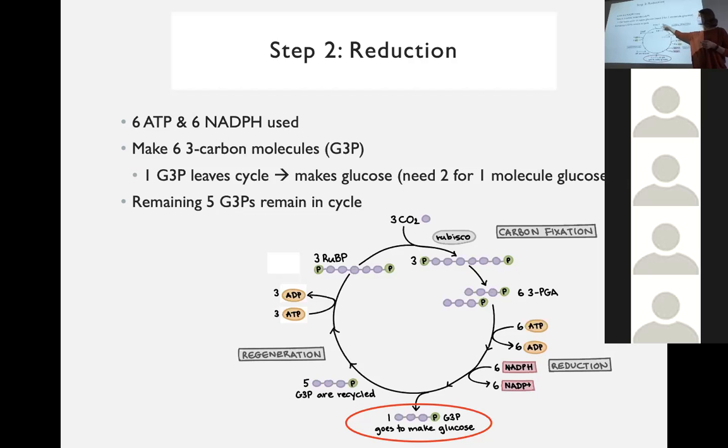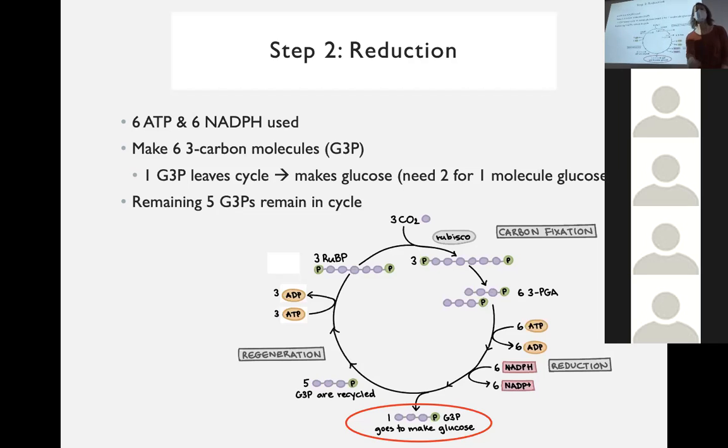So not only do you need 3 carbon dioxides coming in for each cycle, you also need the cycle to happen twice just to make 1 molecule of glucose. Okay, so after that one leaves and you have 5 and it goes to the regeneration, is it going to add 1? Is it going to add back to get 6 to restart?